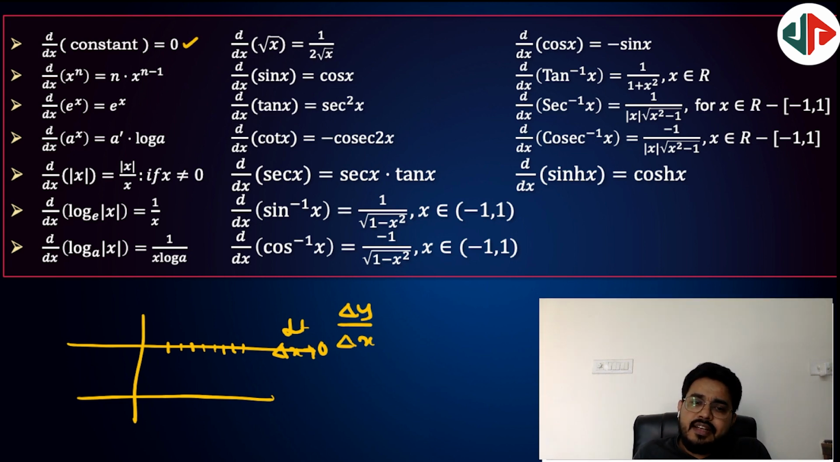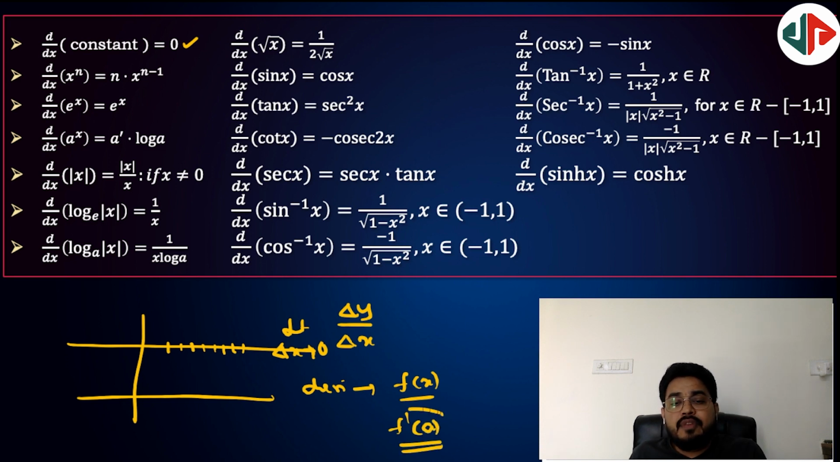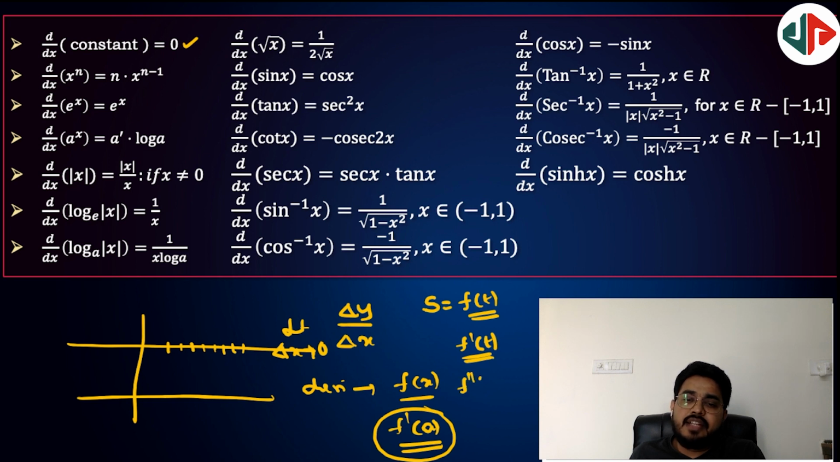And one more thing: if you take y is equal to f of x as a curve, its derivative at a point represents the slope of the tangent at that particular point. If you take s is equal to the displacement curve with respect to time t, f dash of t gives us the velocity, f double dash of t gives us the acceleration. And derivative of x power n is equal to n into x power n minus 1. One should remember all these primary formulas.